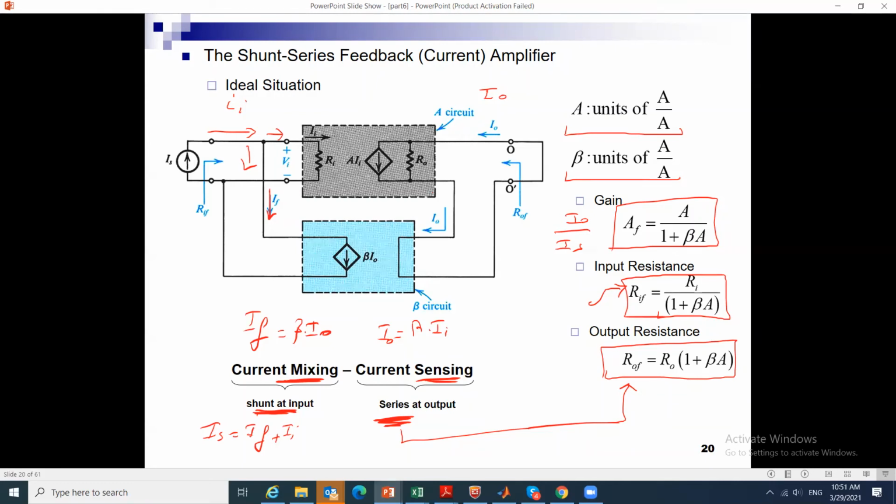Okay, but one last minute and we will stop the lecture. The beta block is always assumed to be ideal, meaning it is not affecting IO, it is not loading it, it is a short. And it is also not adding any resistance to the input block. There is no RO, neither series nor parallel, for the ideal case. Okay, so we will stop here.